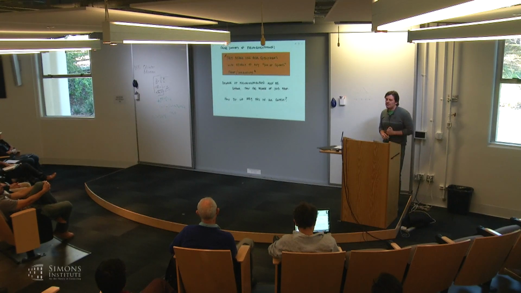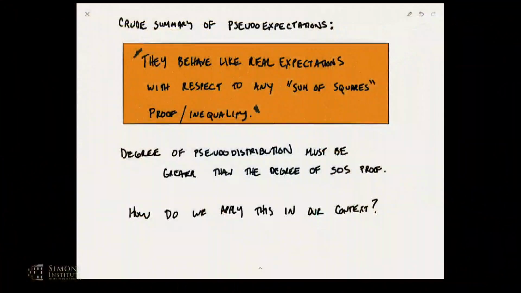Okay. So my crude summary about pseudo expectations is that in all ways they behave like real expectations with respect to any inequalities that involve low degree polynomials. Okay, so if you have an inequality that involves degree 3 polynomials and you've computed a level 4 pseudo distribution, it sort of will plug right into those. It will fool those polynomial inequalities.